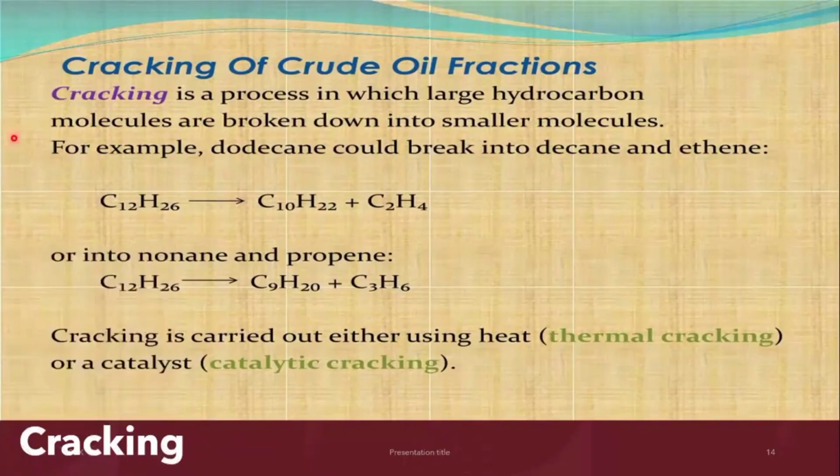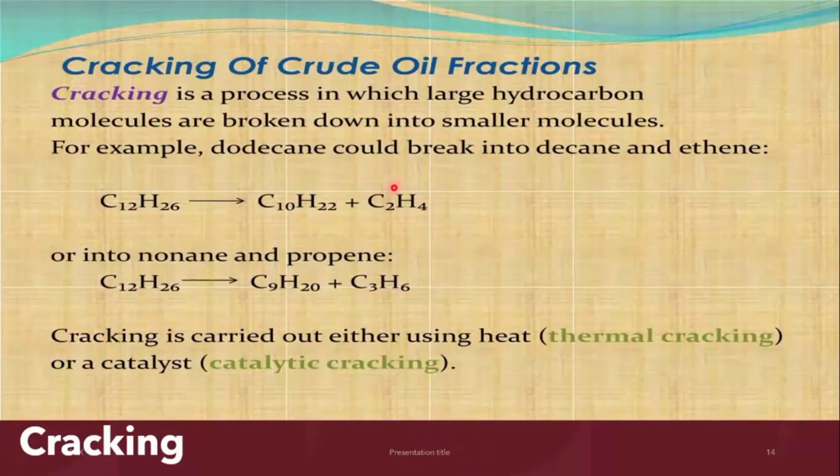In this case, you can see we're starting with C12H26, which is known as dodecane, and I can break it down to give me C10H22, which is decane, an alkane with 10 carbon atoms, and I get ethene. Ethene is the alkene that I require. So I can break down a large alkane to give me an alkene. I can perform the process of cracking either by using high temperature or by using a catalyst.